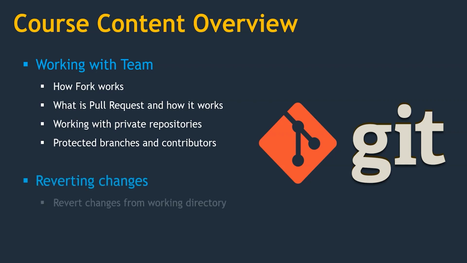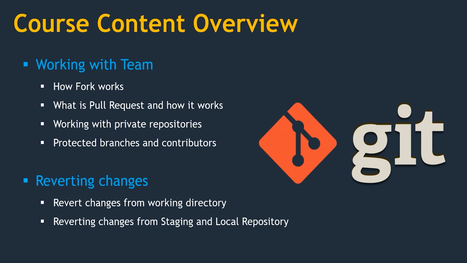Next, reverting changes. If we have made any changes to our working directory, how can we revert? In a similar way, how can we revert from the staging area and local repository, and the git ignore file?